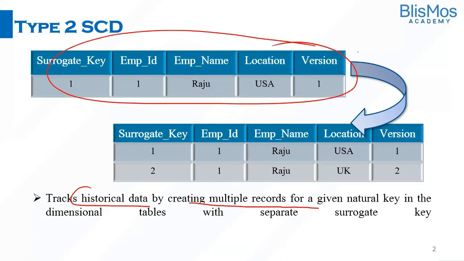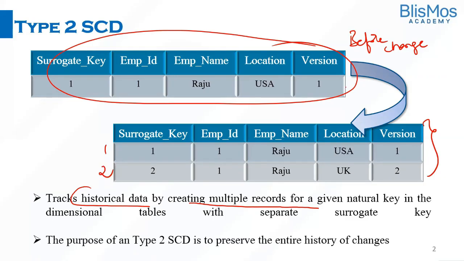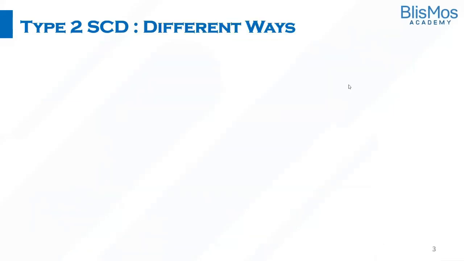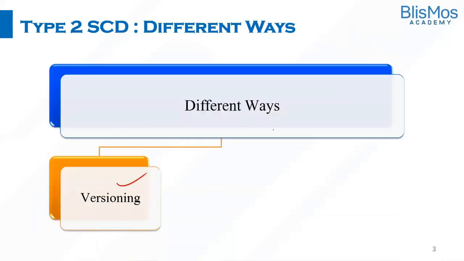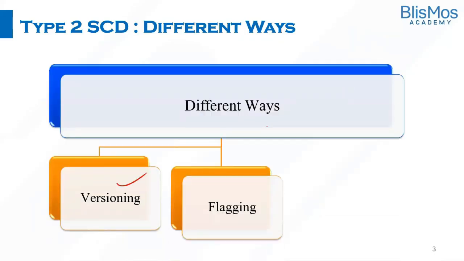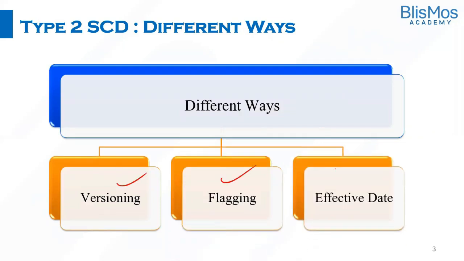This is the data before the change. After the change, we are tracking the historical data by creating multiple records. In type 2 SCD, we tackle the slowly changing dimension by recording the history in different rows. There are different ways of tracking the changes in type 2 SCD. They are through versioning, through flagging, and also through effective date. Let us look at them one by one.